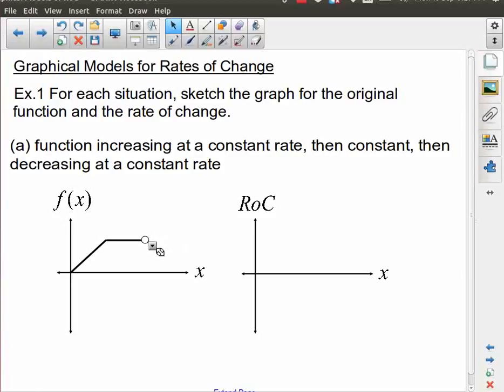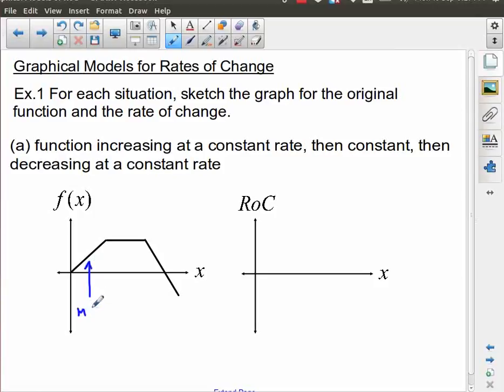So I could go here, I could go here, here. So I'm going to put a steeper line, and I'm going to show you that it's okay if it finishes below the x-axis. Now, what does this mean for rate of change? So ask yourself, what is the slope? In this case, we're given information about the function first. So what is the slope here?